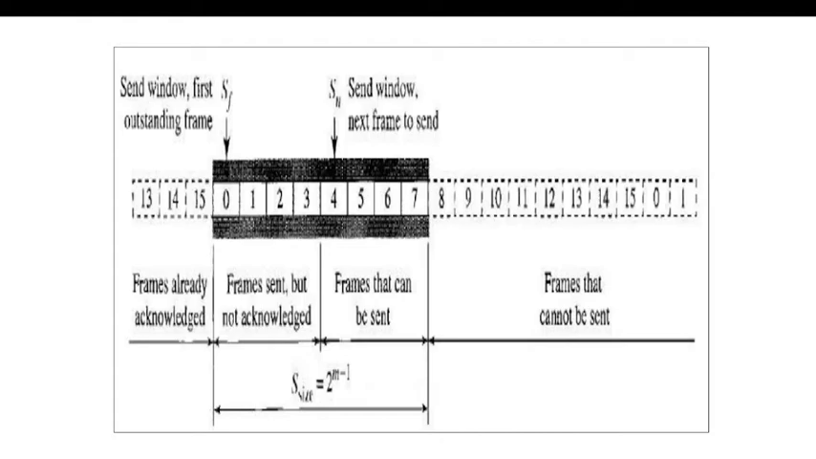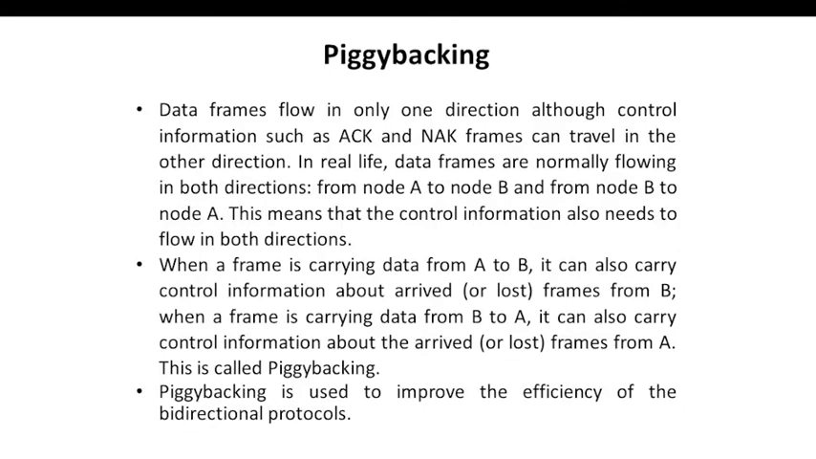As you can see in the diagram, there is the send window, the first outstanding frame, and the next frame to be sent. In this we have regions called frames already acknowledged, frames sent but not acknowledged, frames that can be sent, and the frames that cannot be sent. So that is about the windows.